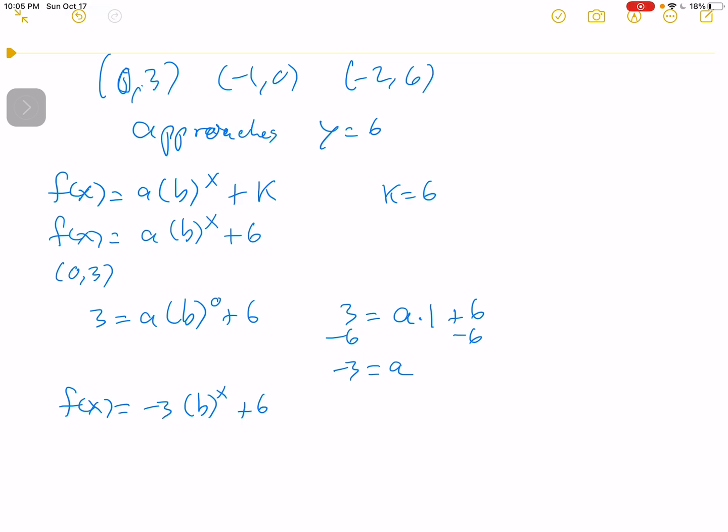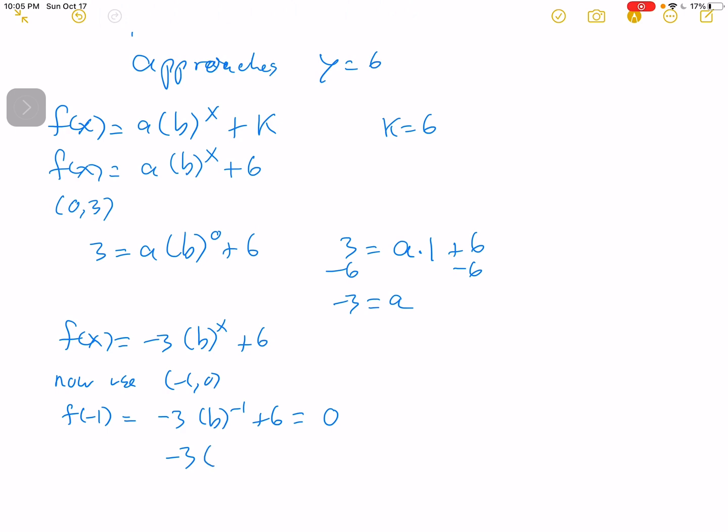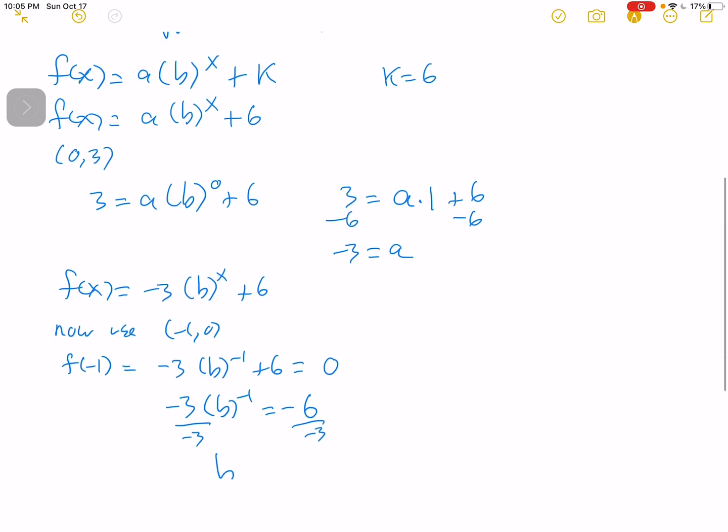A lot of information has been used. We're going to go another step and use this point (-1, 0). We'll say f of negative 1 equals negative 3 times b to the negative 1 plus 6, and that's supposed to equal 0. So negative 3 times b to the negative 1 equals negative 6. If we divide both sides by negative 3, b to the negative 1 equals 2, which means b equals 1/2. If b to the negative 1 is 2, b must be 1/2.